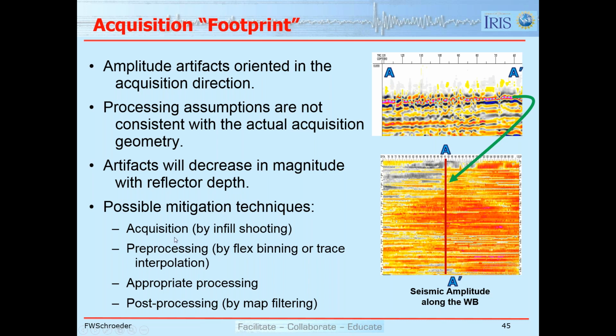In acquisition, if there's an area where we didn't have enough shots, we can go back and do some infill shooting. We can do some pre-processing by flexing bins or by doing something called trace interpolation, trying to estimate what the data would have been if we collected it in locations where either it was poorly sampled or we had excessive noise. We can do several things in processing to try to help that.